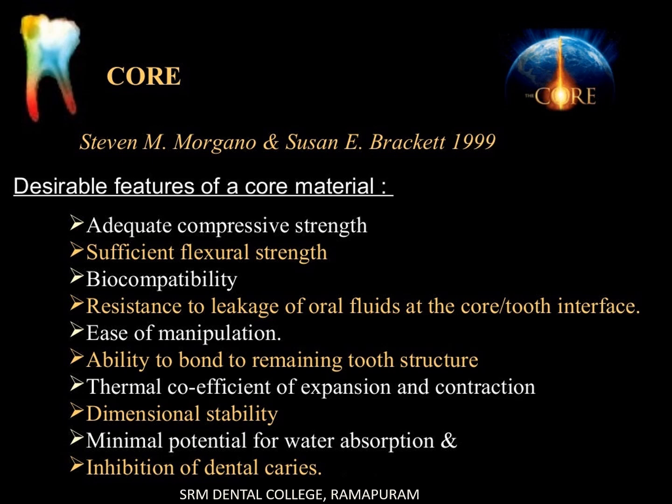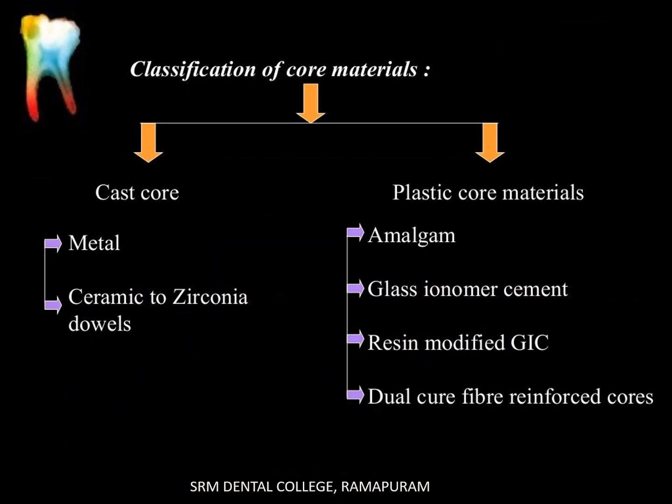Core. What are the desirable features of a core material? Core is the portion where the crown would come in place. So: adequate compressive strength, sufficient flexural strength, low solubility, resistance to leakage of oral fluids at the core or tooth interface, ease of manipulation, easy bonding to the remaining tooth structure, dimensionally stable, thermal coefficient of expansion and contraction similar to tooth, and inhibition of dental caries.